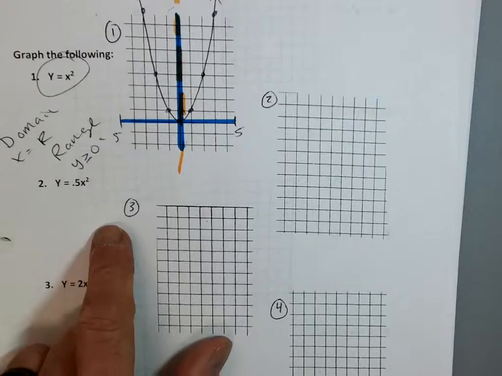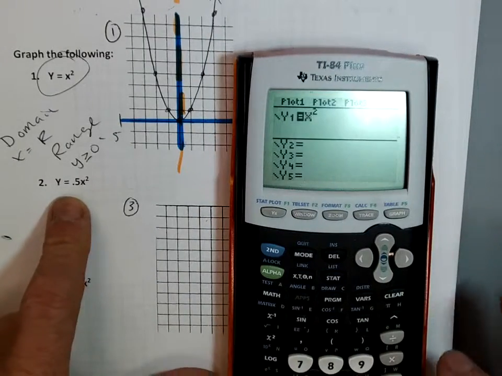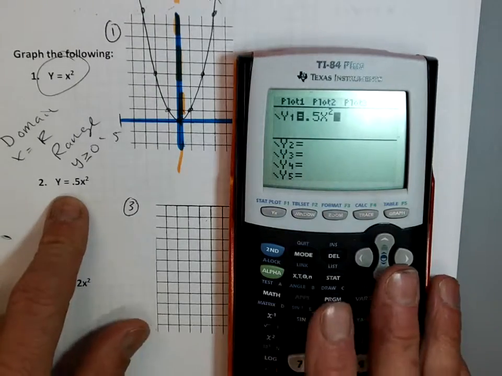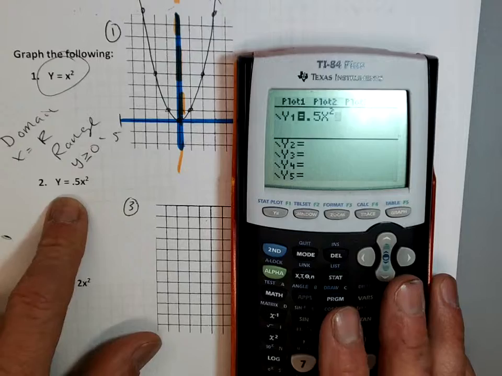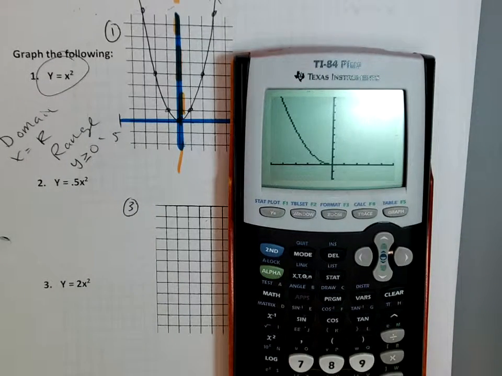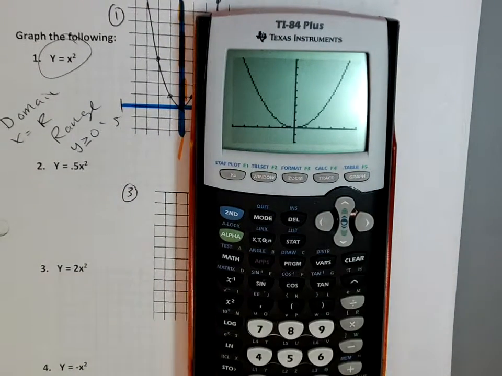Now, number 2. We could graph this. Y equals. I can clear and go 0.5 x squared, right? We could do it on the calculator. Graph it. Now the hard part about the calculator here is trying to get those exact values, but we could go to a table and get the t-table, right?